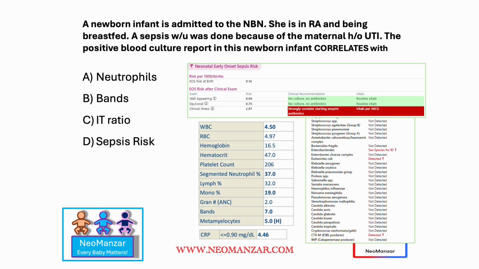So the correct response here is IT ratio, which I will show you in the next slide how to calculate. Now let's talk about the sepsis risk. So first of all, let's see the blood culture.